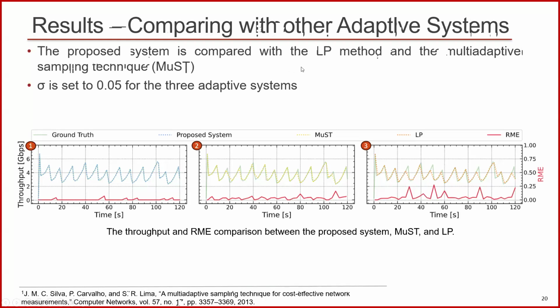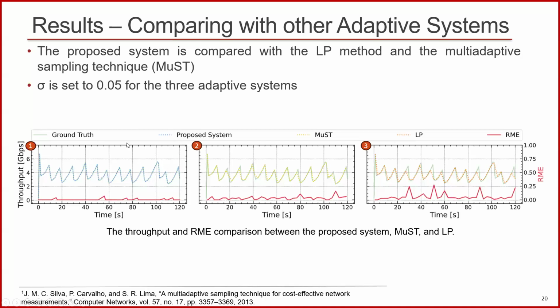So for the 3 different systems, we set sigma to be 0.05, and the results of the experiment are shown here. This experiment is again similar to the previous one. It's a 2-minute test between the internal DTN and the external DTN. The ground truth is the green line, which is shown here. The proposed system is the blue dots. MAST is the yellow dots. The linear prediction method is the orange dots, and the RME is the red graph here.